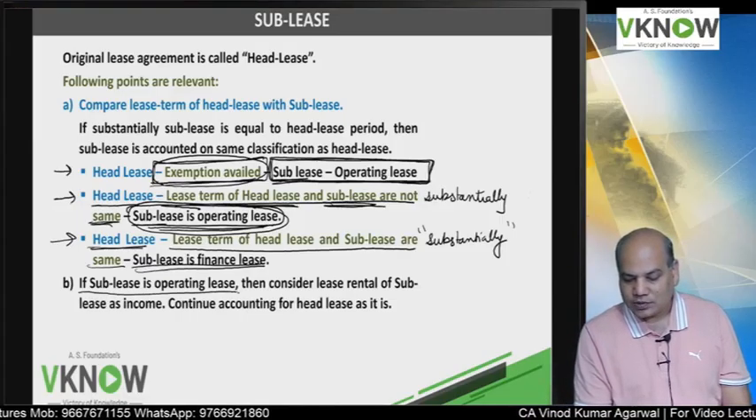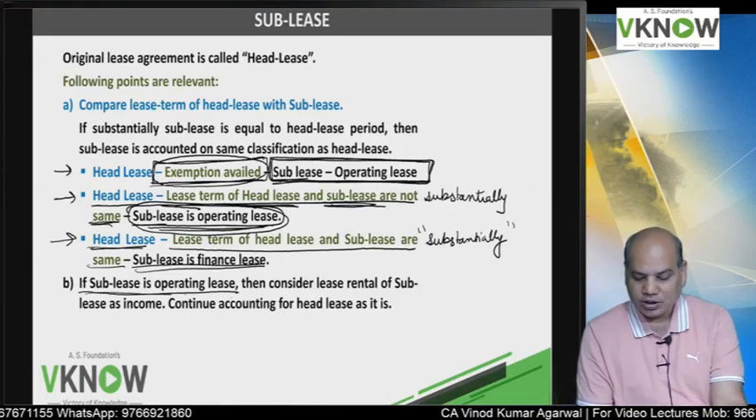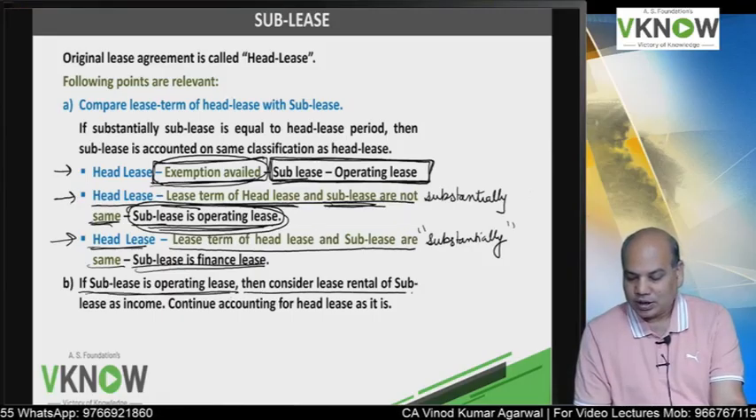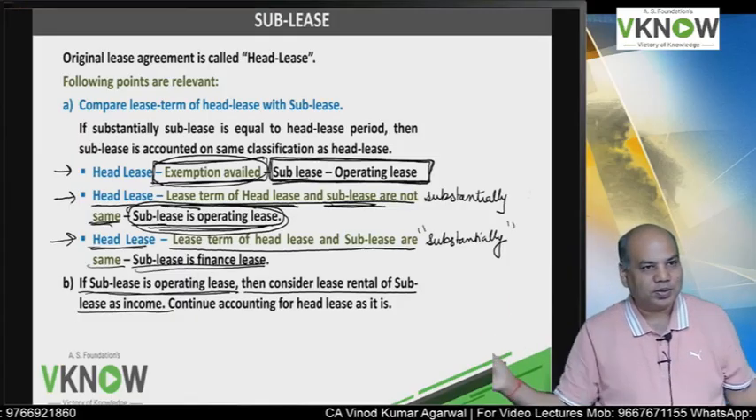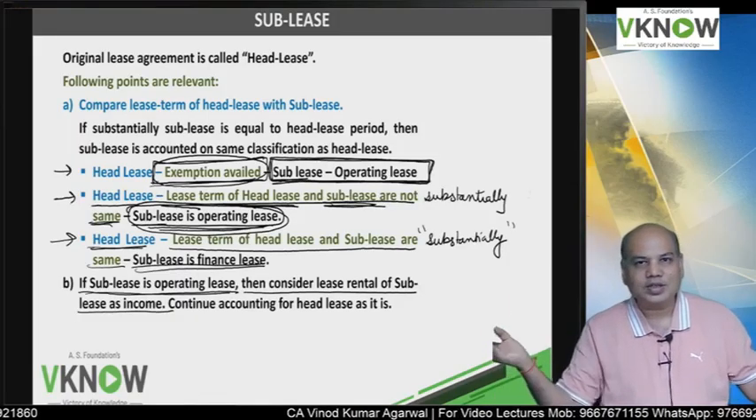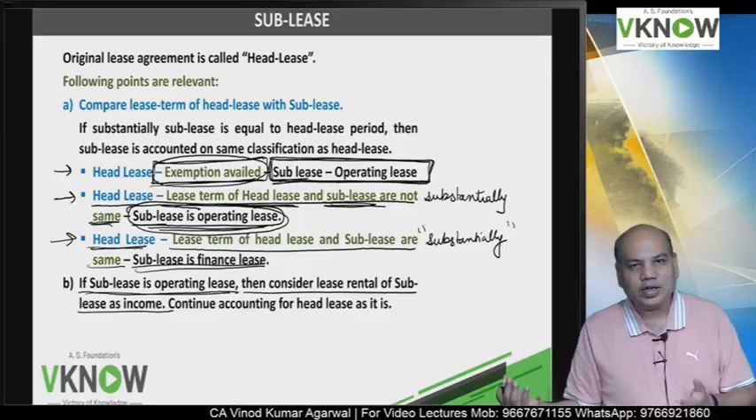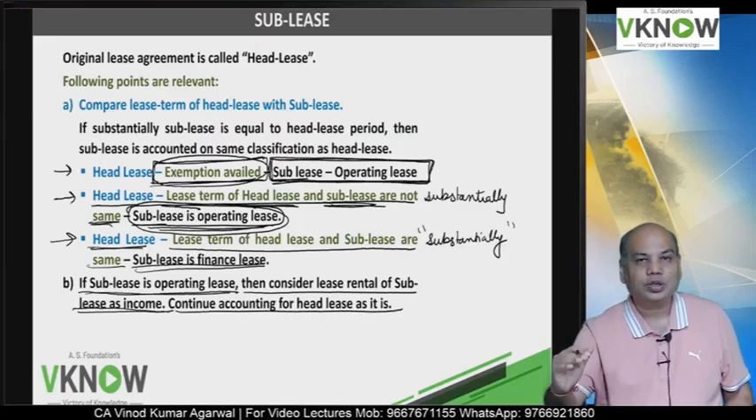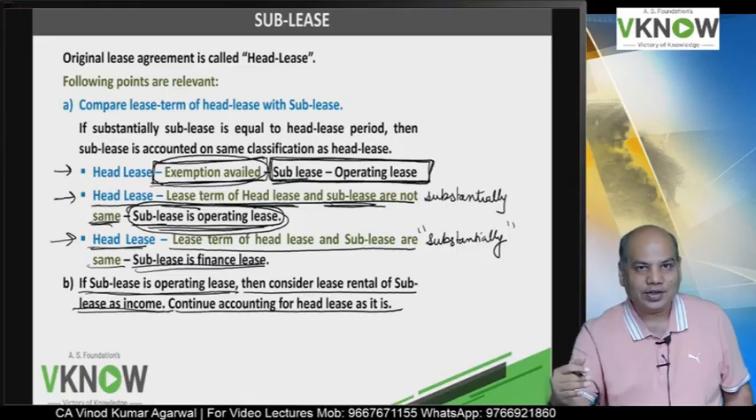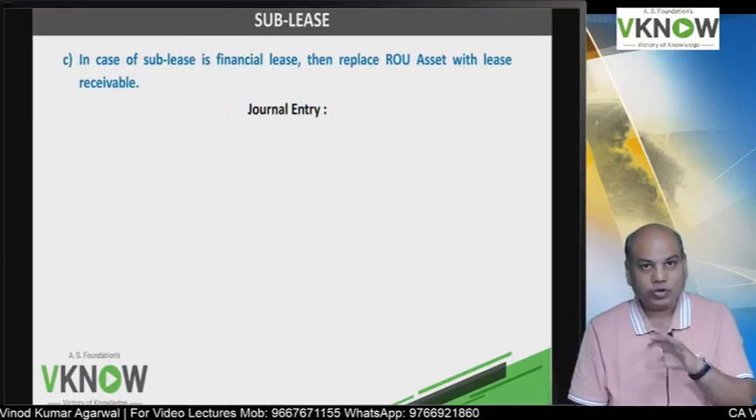If the sub-lease is an operating lease, life is easy. If sub-lease is an operating lease, then consider lease rental of sub-lease as income. Suppose you have taken this premise for 10 years, and for 3 months in a year you give it on rent, because for 3 months you may not require it. Whatever income you receive, follow simple accounting, treat it as income. No change in the accounting of the head lease. Accounting of the head lease will continue as it is.